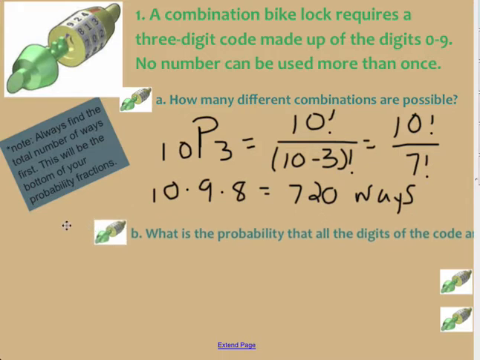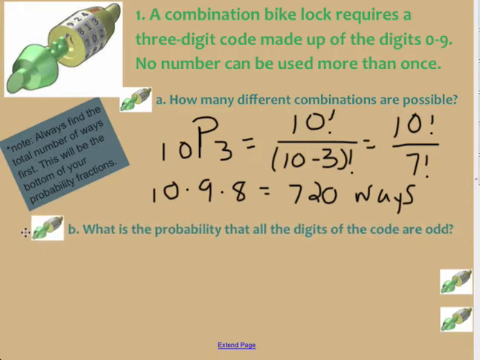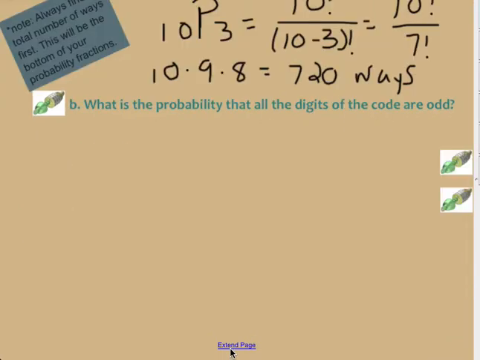Next, let's take a look at part B. What is the probability that all the digits of the code are odd? So let's look at it this way. We need to think about how many odd combinations we can have. Well, first of all, how many odd numbers are there? There's 1, 3, 5, 7, and 9. So there's 5 odd numbers, but we're only picking a 3-digit code. So we're going to do 5P3 because that's the number of different odd codes we can make.